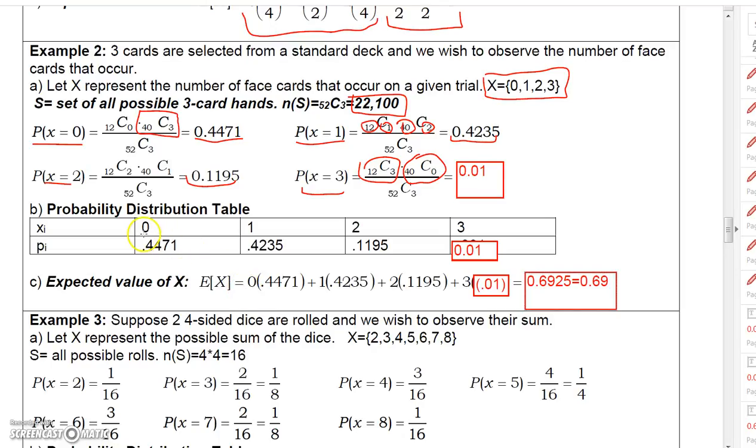Okay, so now to find the expected number of face cards, just multiply 0 times 0.4471, 1 times 0.4235, 2 times 0.1195, 3 times 0.01, and then add them all up, and you'll get 0.6925, or if you want to round it to 2 decimals, about 0.69. Now what that means is that if you do this trial 100 times, you would expect, just multiply 100 times the expected value per trial, and you would expect to get a total of 69 face cards in this experiment.